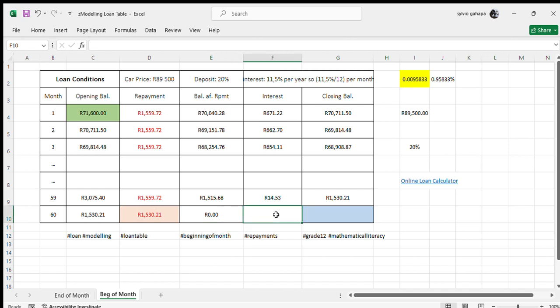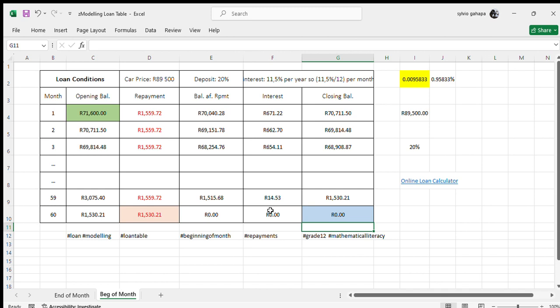So if you want to work out interest, go ahead and work it out. It's going to be that, multiplied by the interest rate, which is still 0. And then finally, as you can see here, our balance after repayment is 0, plus interest of 0, will give us a 0 closing balance, which is the aim of the loan table.